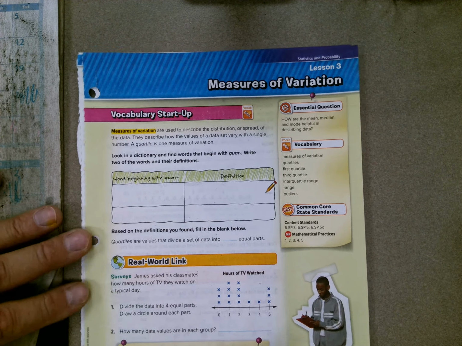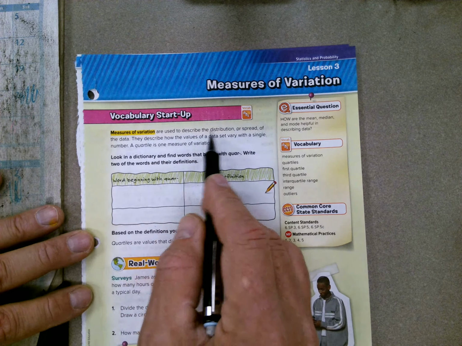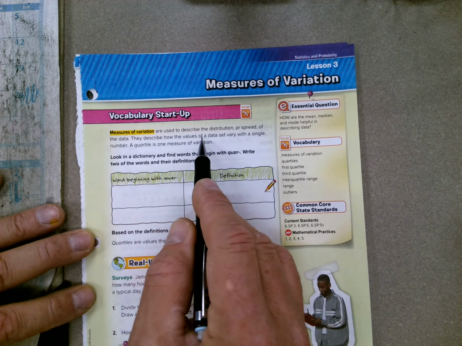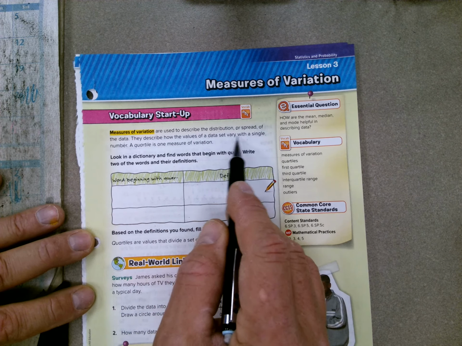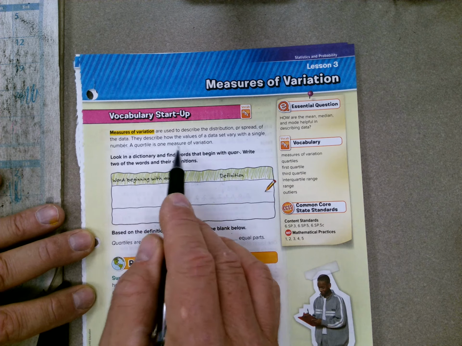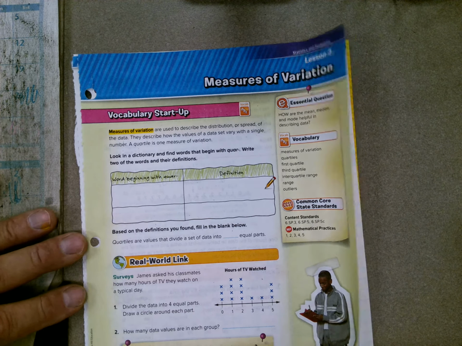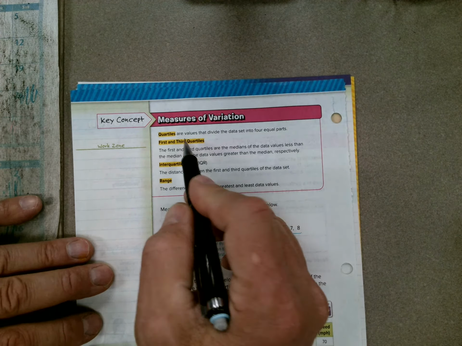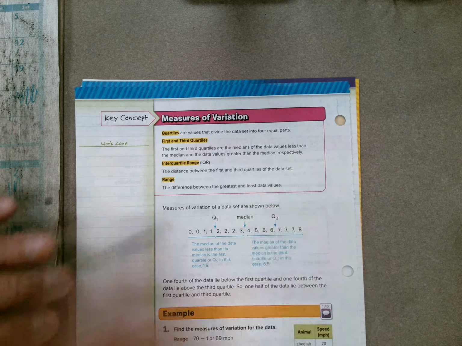So, measures of variation are used to describe the distribution or spread of data. They describe how values of the data set vary in a single number. A quartile is one measure of variation. Okay, so let's flip the page here and talk about this. Quartiles are values that divide a data set up.